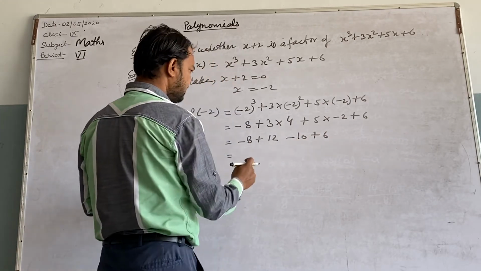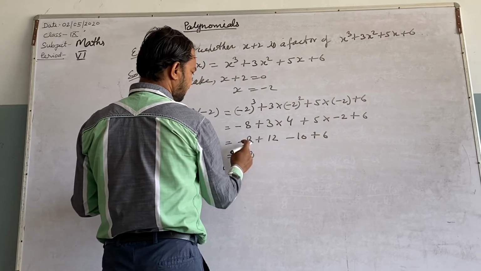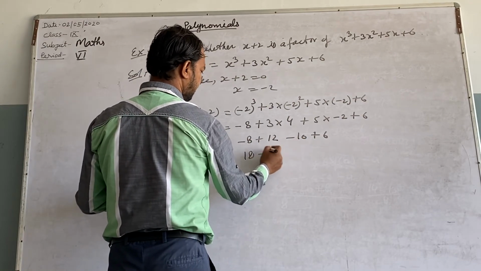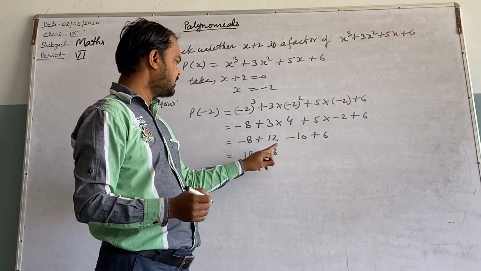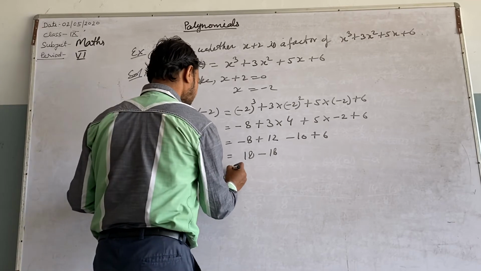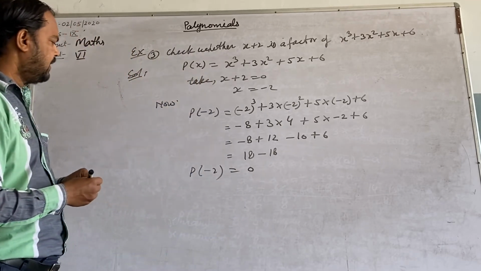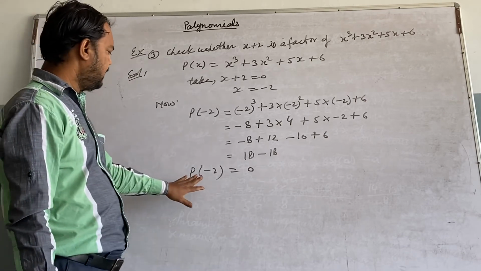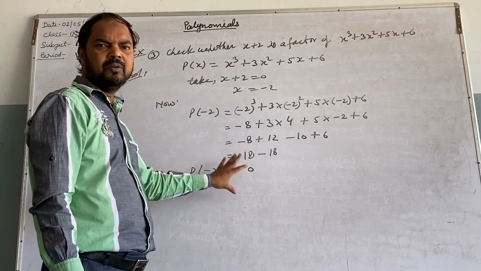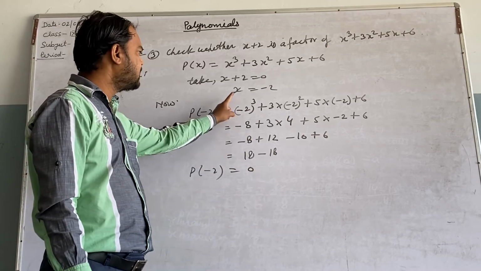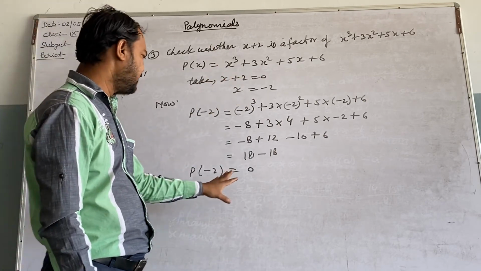Now add the pluses: 12 plus 6 is 18. Minuses: minus 8 minus 10 is minus 18. Plus 18 minus 18 becomes 0. We see here that the polynomial remainder is 0, right? And the value of the polynomial becomes 0 at x equal to minus 2. In other words, we can say this, right?